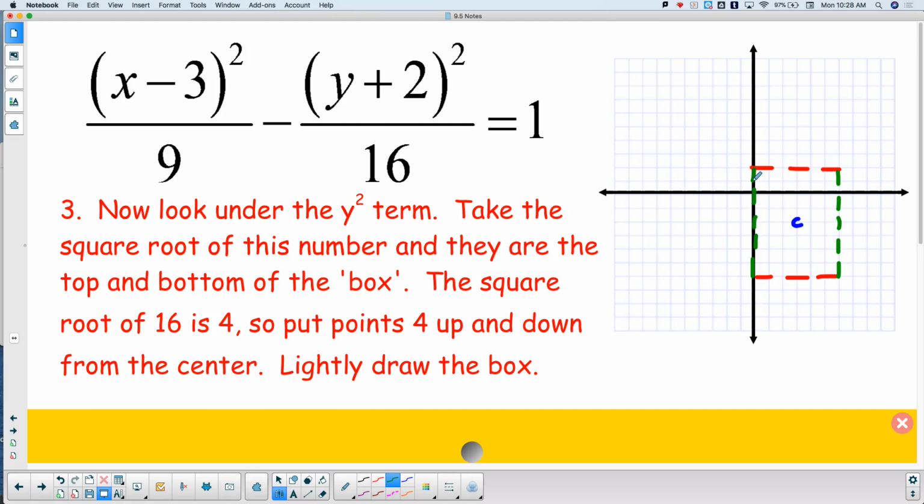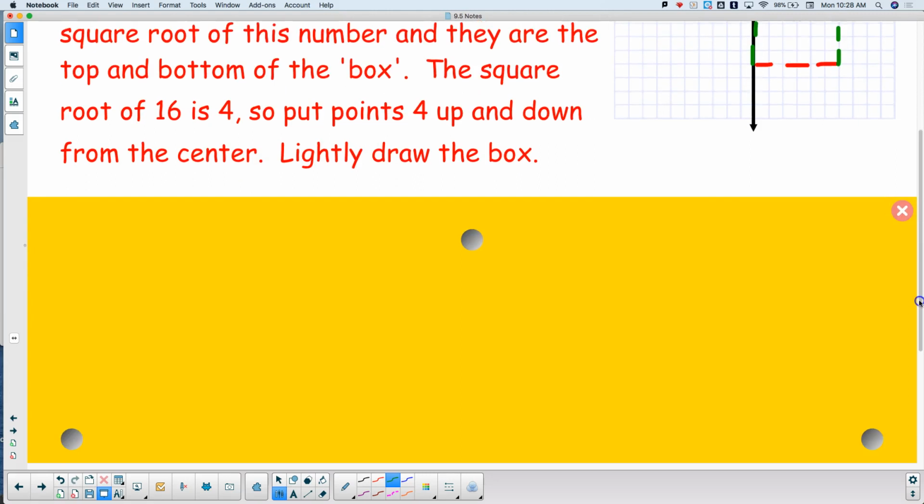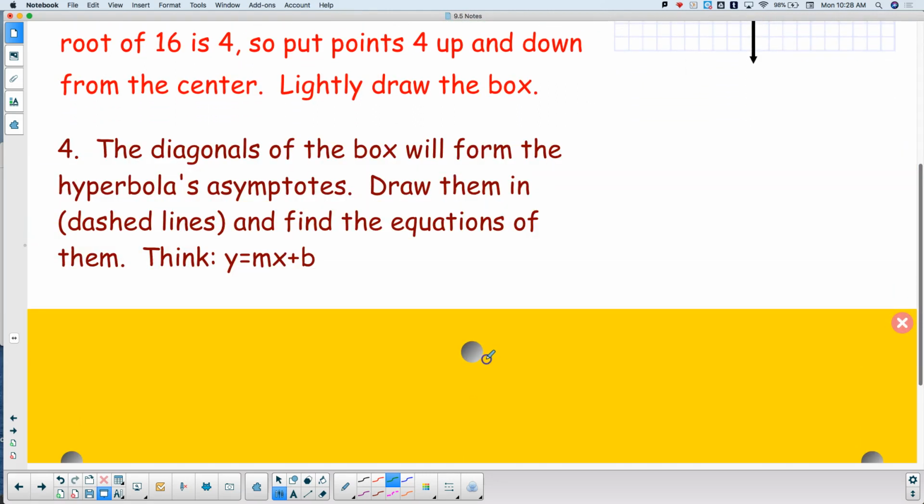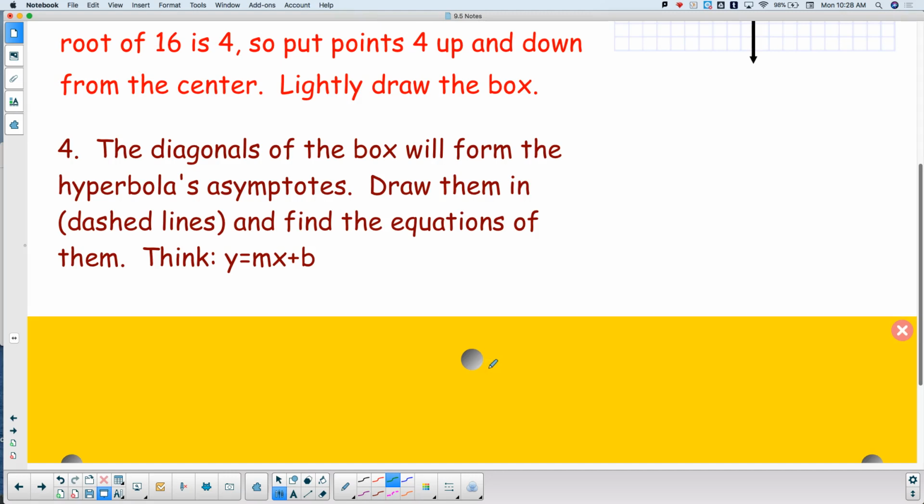Okay? So we built the box. We looked underneath x squared to go from the center left and right. We looked underneath the y squared term to go up and down. Now, step number 4 says we can draw the diagonals of that box, because that forms the hyperbola's asymptotes.